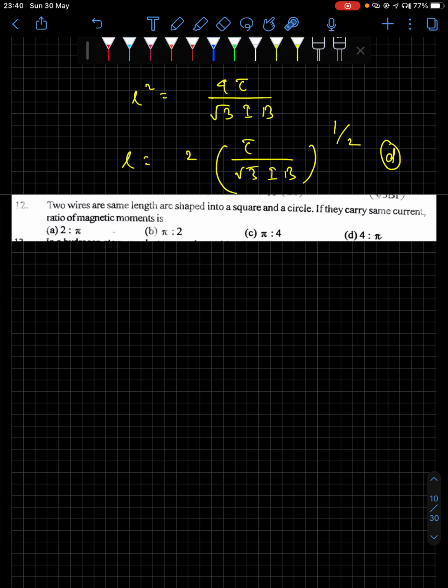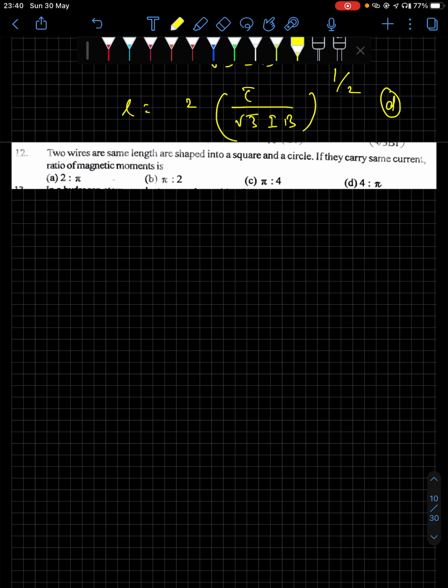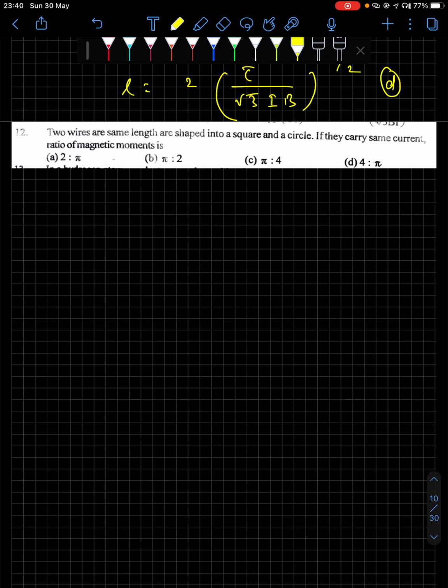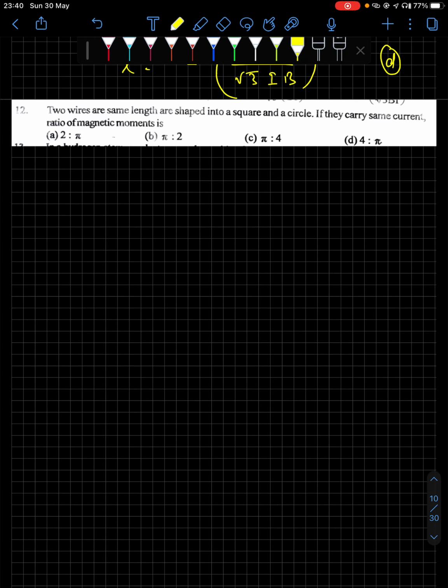Next, question number 12. You have two wires of the same length, and they are shaped into a square and a circle. Now they carry the same current I. So what is the ratio of the magnetic moments? Now you have this in the shape of a square and circle, right? So let's draw a square and let's draw a circle over here.